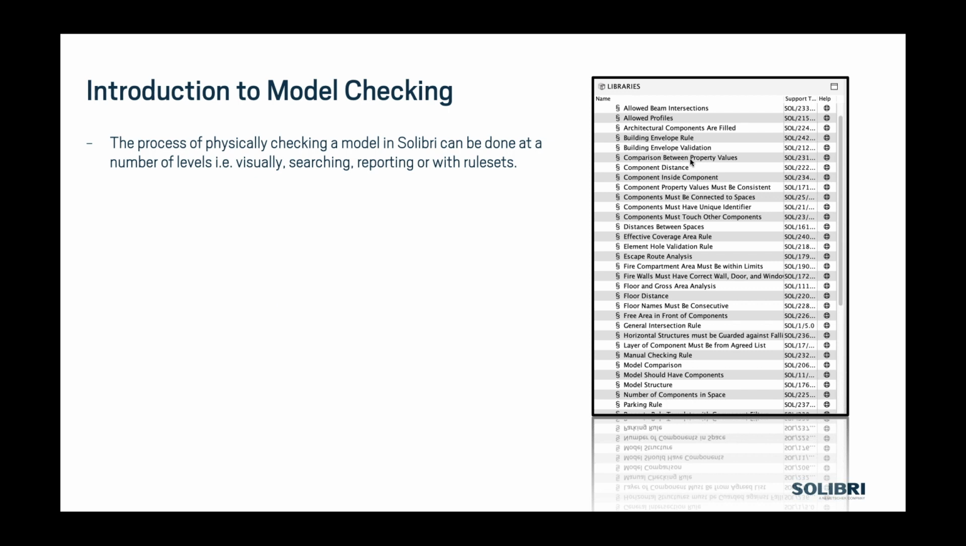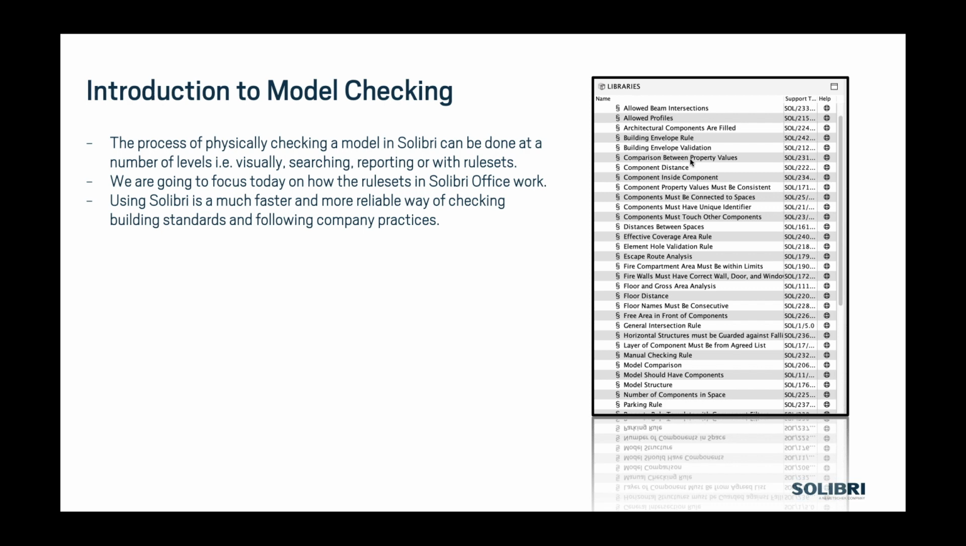So obviously, as I've said already, the process of physically checking models within Solibri can be done a number of ways, and I've already mentioned those, whether it's visually, searching for things, reporting, or using our rule sets. Today, we're going to focus really on the rule sets and how they work and the workflow behind them, because we did a poll at the end of the last session, and the general consensus was that today's session should really be just an introductory workflow, and we can get into a little bit of detail on certain things, but we'll try and capture as much as we can.